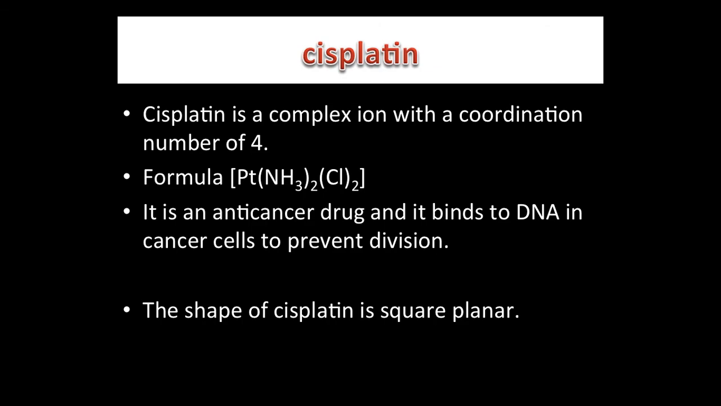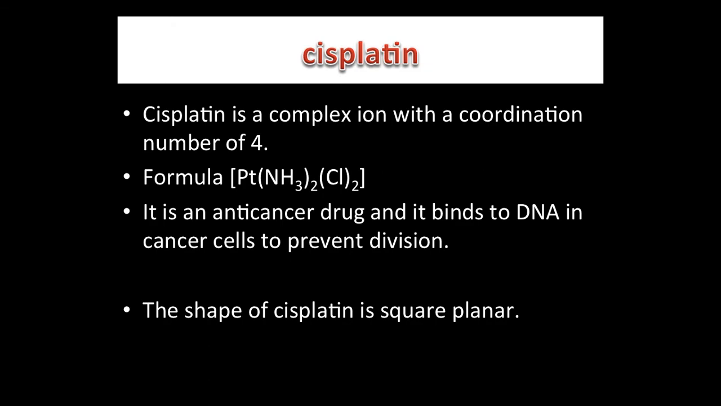The exception I was talking about before is cisplatin. Again, this cisplatin is specifically mentioned on the syllabus. You need to know what it is, you need to be able to draw it, and you need to explain what it does, what it's used for. It's a specific example of a complex ion that has a coordination number of 4.